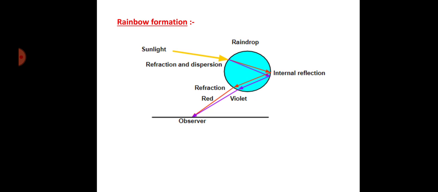The next one is rainbow formation. Some applications of refraction we are going to discuss. First one is rainbow formation. So a raindrop is shown here. When the sunlight passes into the raindrop, total internal reflection takes place and refraction takes place.